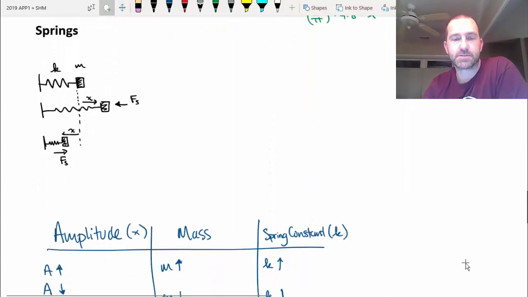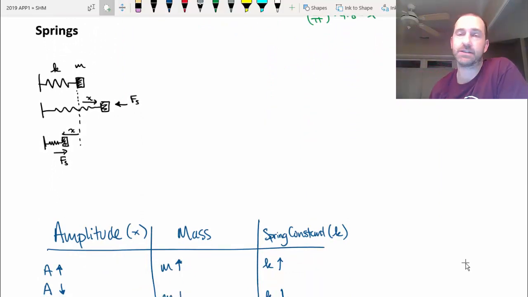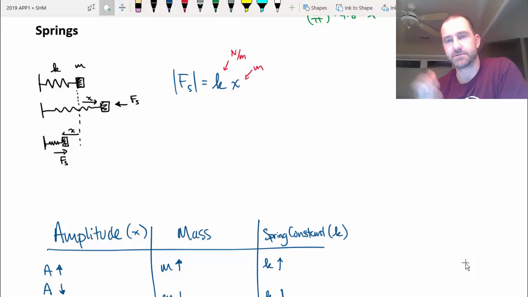So for a spring, we're not going to go through and do the actual experimentation because I just couldn't leave you with springs. But we have seen springs before when we talked about Hooke's law and we talked about elastic potential energy. And we know that the force that a spring exerts to pull back on whatever mass is attached to it is going to be K times X, where K is a spring constant. It's measured in newtons per meter.